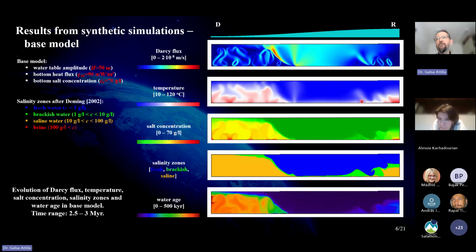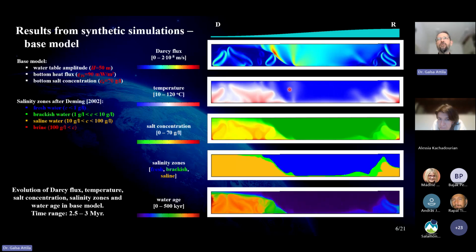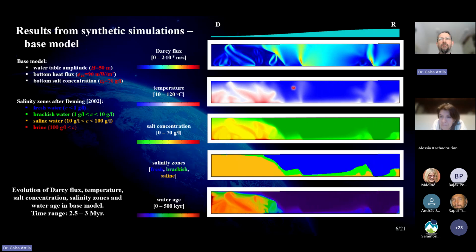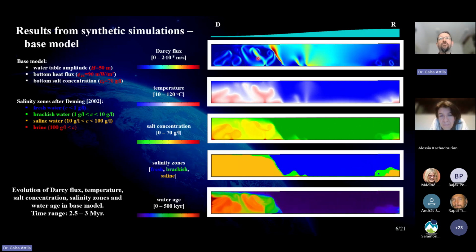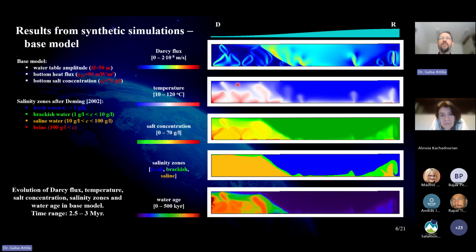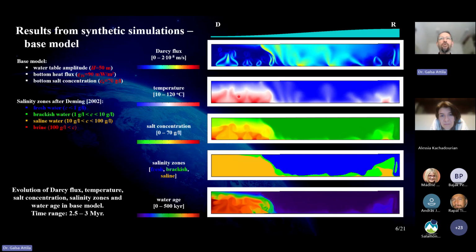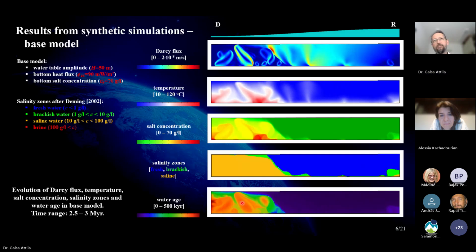Plumes or hot upwellings are emerging, and they are drifting towards the discharge zone due to the topography-driven forced convection. On the other side, beneath the discharge zone, a so-called thermohaline dome forms with vivid thermohaline convection, and it is characterized by hot water, high salinity, and high water age.